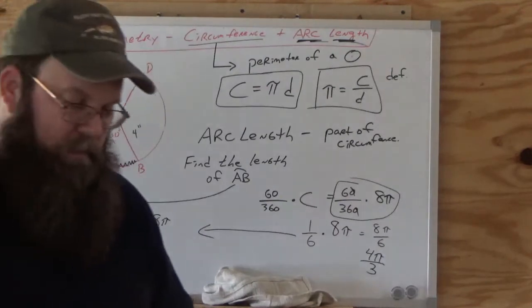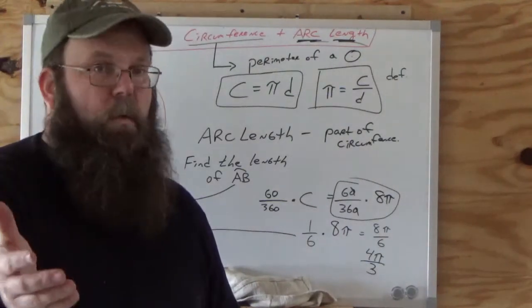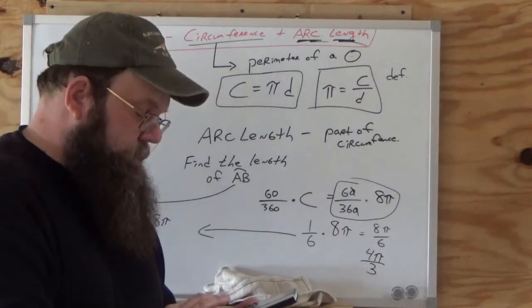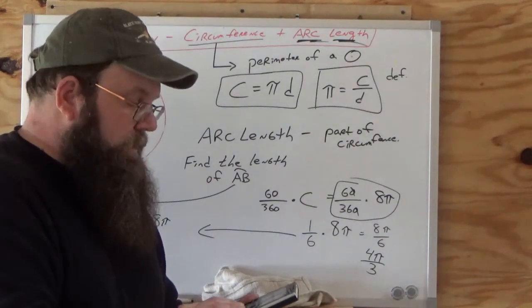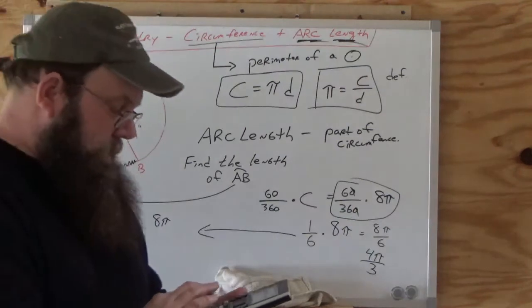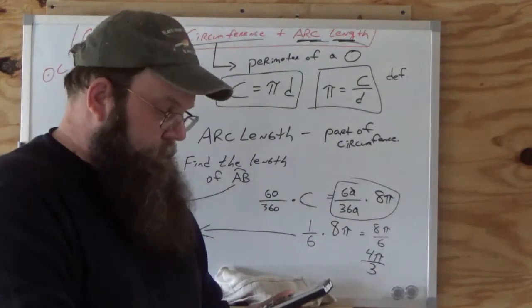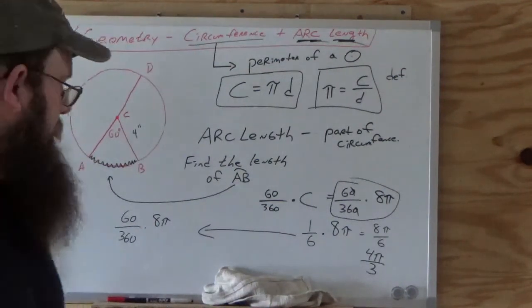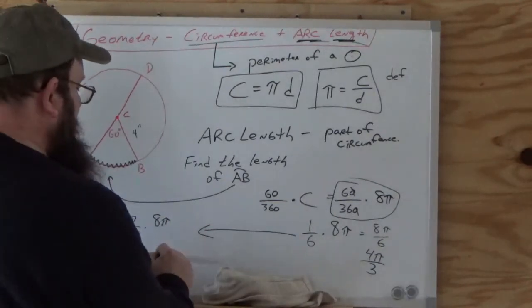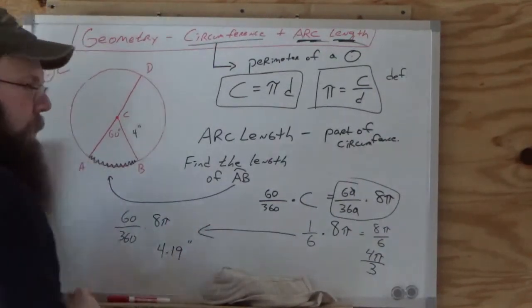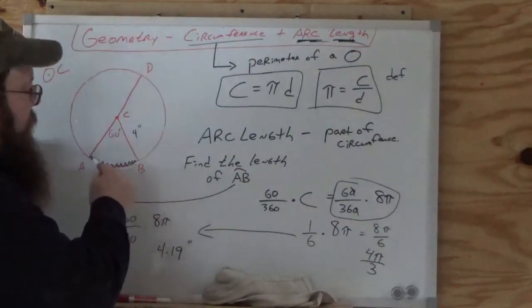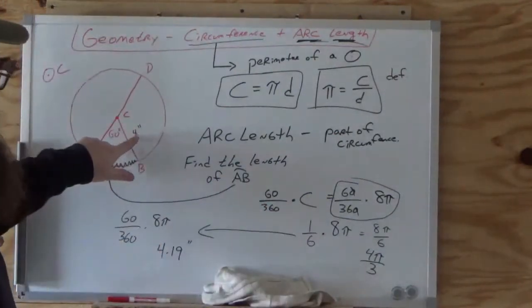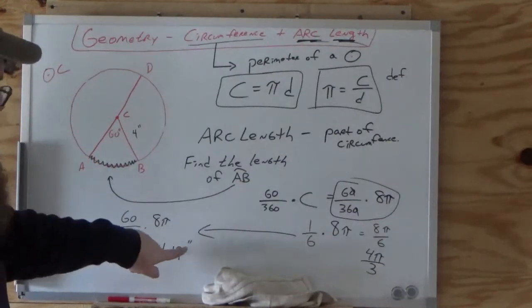So let's see what that looks like as a decimal, depending on how your calculator works, because I don't know what kind of calculator you have. So I'm going to do 60 divided by 360. I know that's 1/6. So then I'm going to go times 8 pi again, and I got about 4.19 looks like. This is about 4.19, and that would be inches. This is a length. Even though it's curved, it is still a linear measurement. It's a length. So since this was 4 inches radius, this arc length is 4.19 inches.